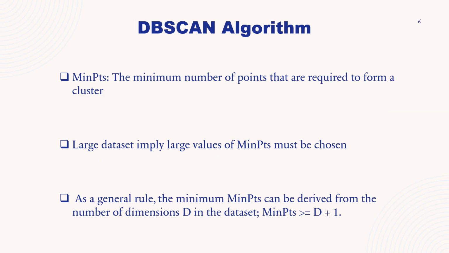The second parameter is the min points parameter, and that is defined as the minimum number of points that are required to form a cluster. Now, large datasets imply large values of min points must be chosen. And as a general rule, the minimum min points can be derived from the number of dimensions in the dataset. So your min points has the general rule that it is greater than or equal to the number of dimensions in your dataset plus 1.